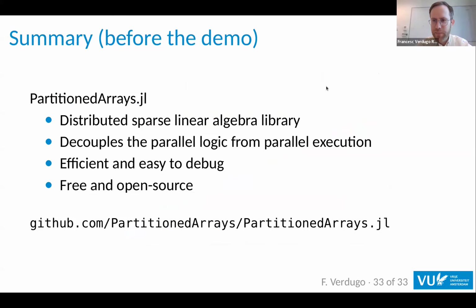So I think the key message here is that in partition arrays you have a distributed sparse linear algebra library like PETSc or Trilinos, but the novelty is that it has this new programming model that allows you to decouple the logic of your parallel code from the number of ranks that you're using to run the algorithm, which is pretty useful for debugging, but this is still efficient as you saw in these experiments. It's free and open source, and it's available on GitHub in this repository. So this was my first part.